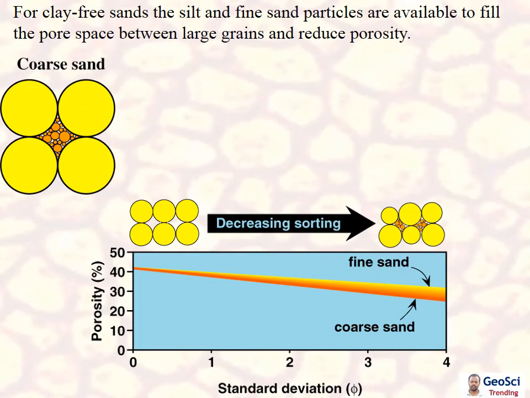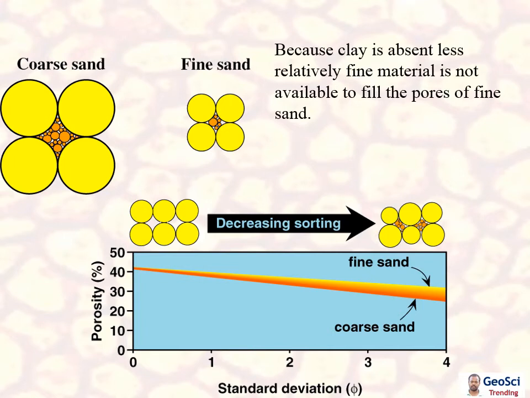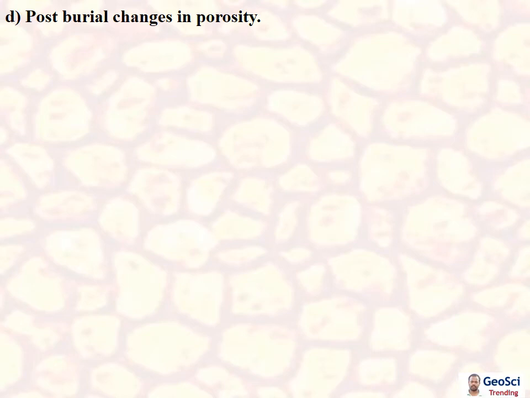For clay-free sand, the silt and fine sand particles are available to fill the pore space between large grains and reduce porosity. You can see coarse sand and fine sand. Because clay is absent, relatively fine material is not available to fill the pores of fine sand. Therefore, the pores of fine sand will be less well filled.